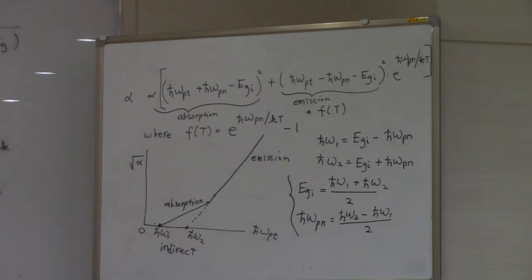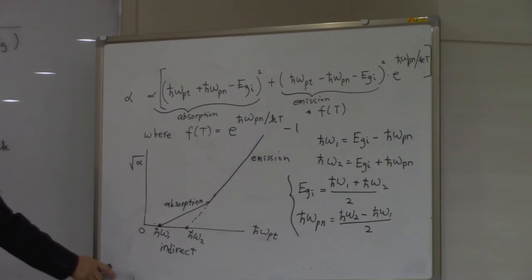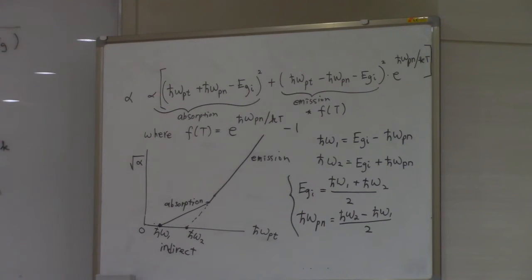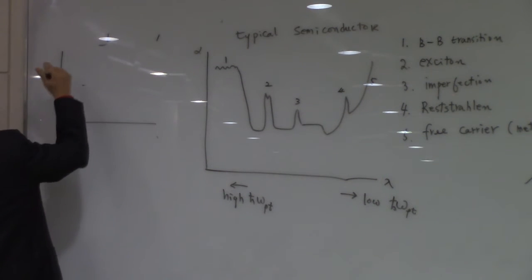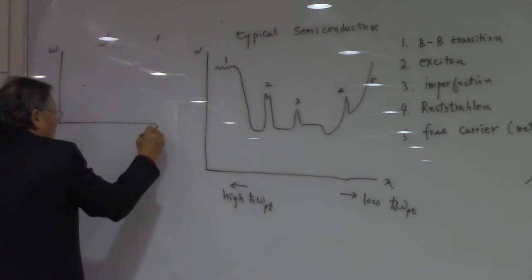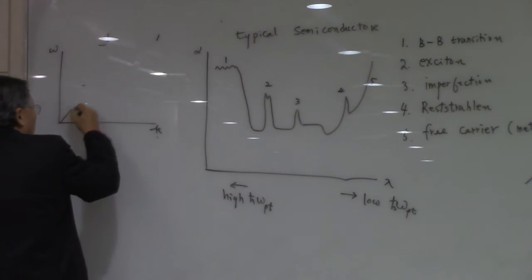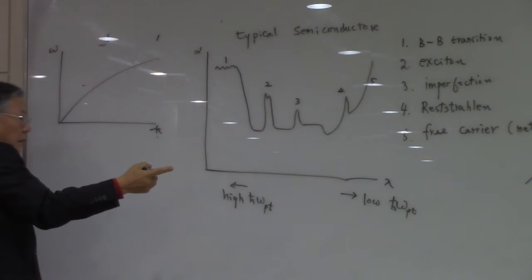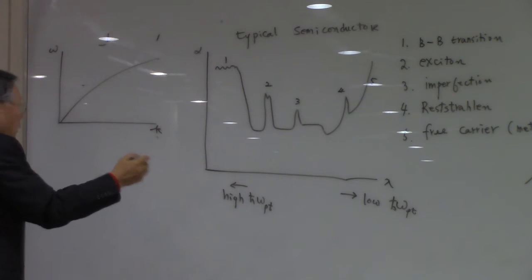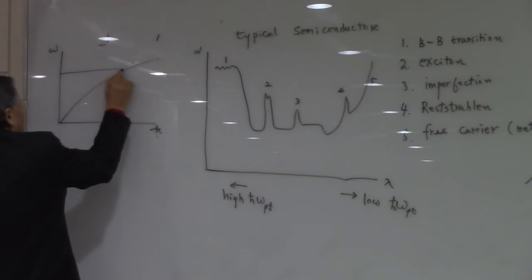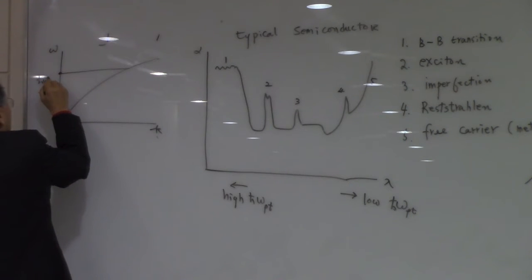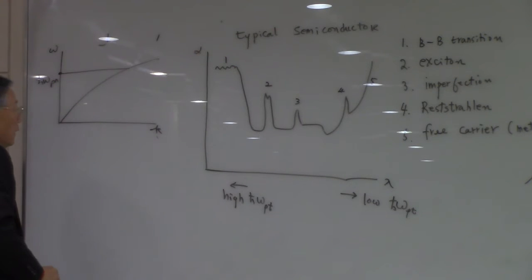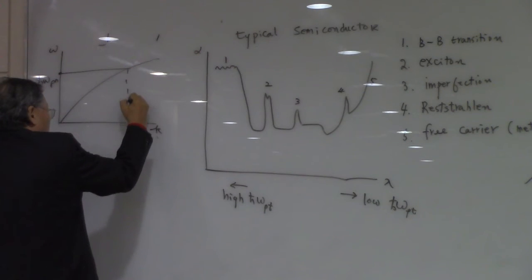Okay, then, I just erased. If you know the dispersion relations, omega versus k of the solid, and then let's say that phonon energy is corresponding to this, okay? That is the h bar omega phonon, okay? Then you can determine the k values.